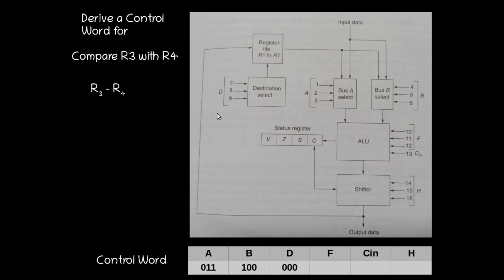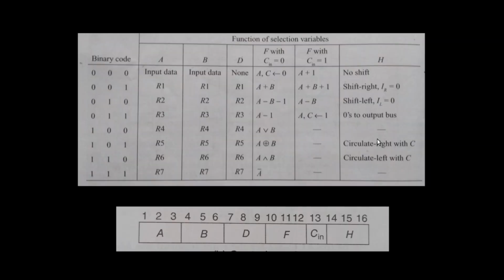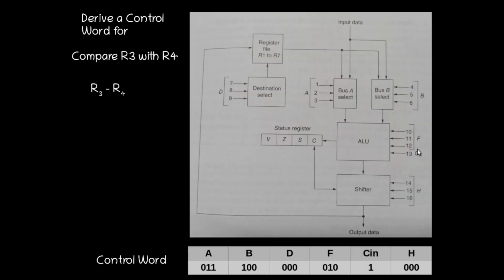Next is the operation performed by the ALU. Here we have to perform a subtract operation. For the subtract operation, this is the table entry A minus B. Corresponding to that we have to give 010 and the carry in is equal to 1. Similarly, there is no shift involved, so no shift means H is equal to 000. So this is the control word corresponding to compare R3 with R4.